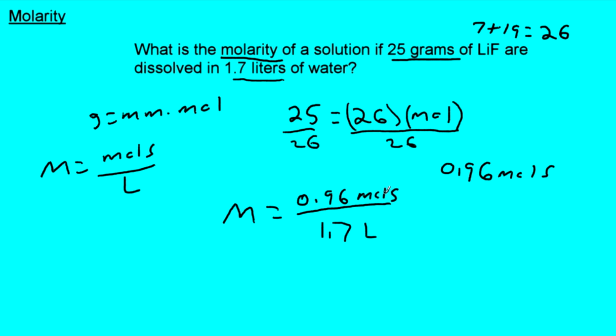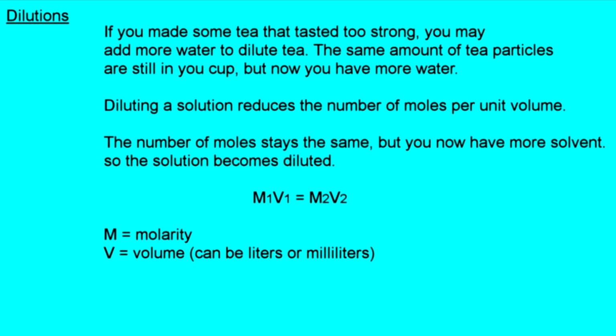All right, so this is another two-step problem because it had the word grams in it. Grams. Make sure if you see that, you need to use this formula also. So now all we have to do is divide 0.96 divided by 1.7, 0.56, let's say. That's our final answer. Let's move along to dilution problems.